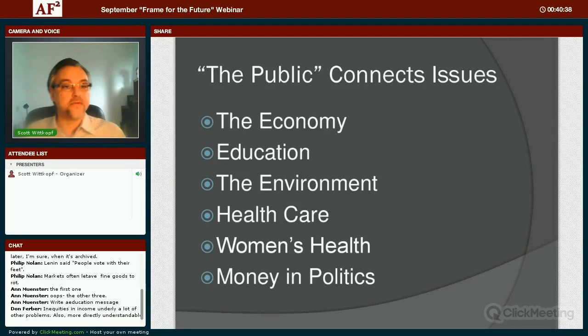And Don just wrote a great point that inequities in income underlie a lot of other problems, right? And it's more directly understandable. So if we use this progressive frame of the public in terms of income inequality, we can see how the wealthy have a responsibility to, as Elizabeth Warren says, pay it forward to the next generation. They've reaped way more benefits from everything that we provide through the public. So, absolutely perfect.